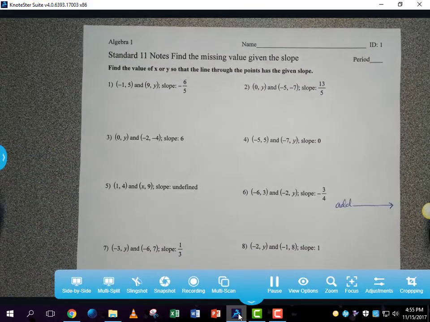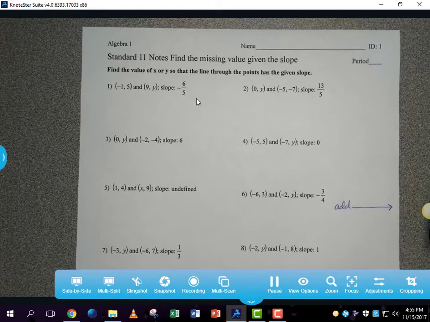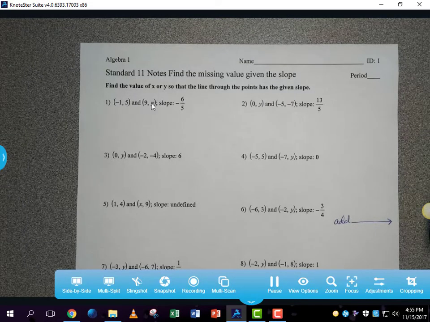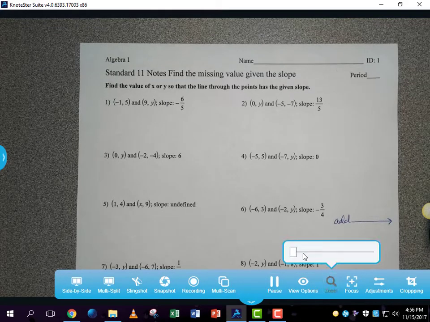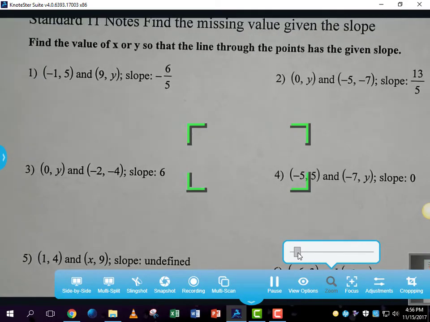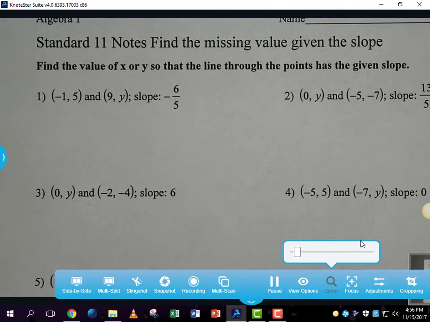Okay, now that we've gone through and learned how to calculate the slope given 2 points, we're going to go through standard 11, find the missing value when you are given the slope. So in the last standard we had to calculate the slope. This time you are given the slope and you have to figure out what the missing coordinate is. There are going to be a total of 7 problems, and you're going to add one to the back. Okay, but we're going to start with this.